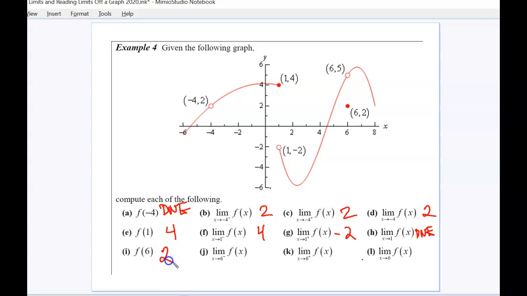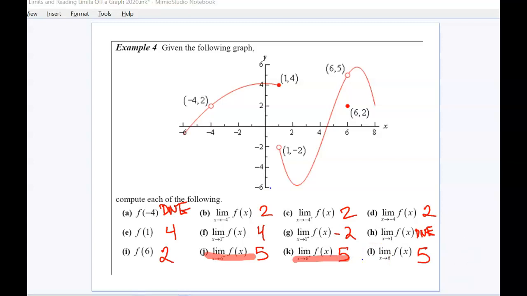F of 6 is equal to 2. The limit as x approaches 6 on the left is 5. From the right, it's 5. And therefore, the limit as x approaches 6 is 5. Again, why? Because the limit from the left of 6 and the right of 6 are the same.